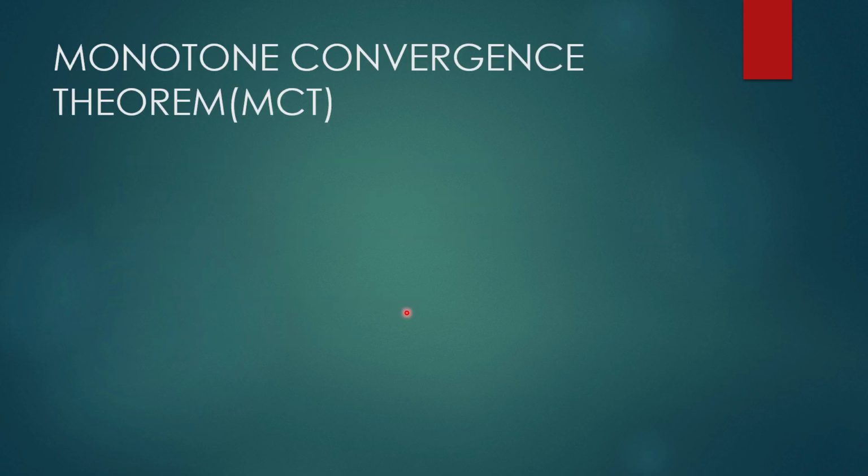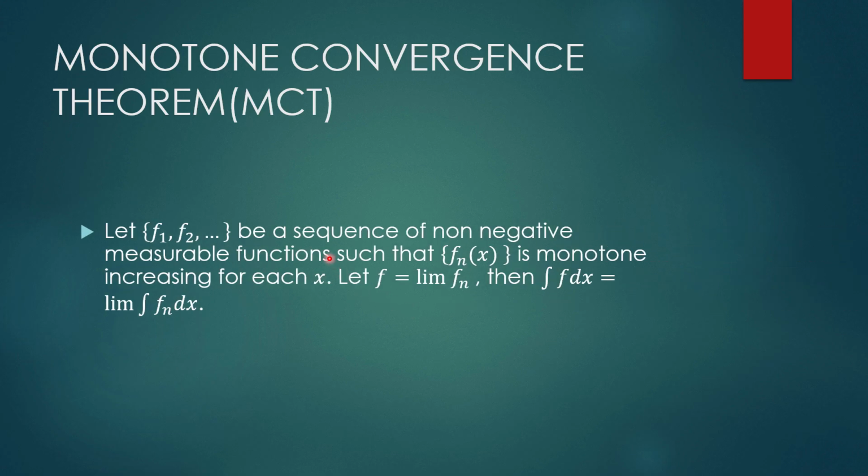So next we are going to prove another very important result called the monotone convergence theorem, and we are going to use Fatou's lemma. This theorem is very short because we use Fatou's lemma. The statement says: let fn be a sequence of non-negative measurable functions such that fn(x) is monotone increasing.